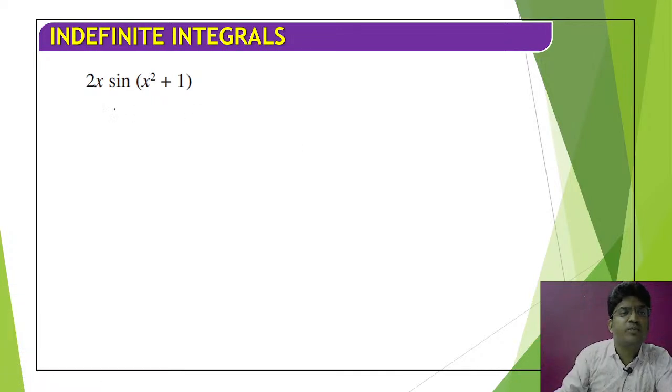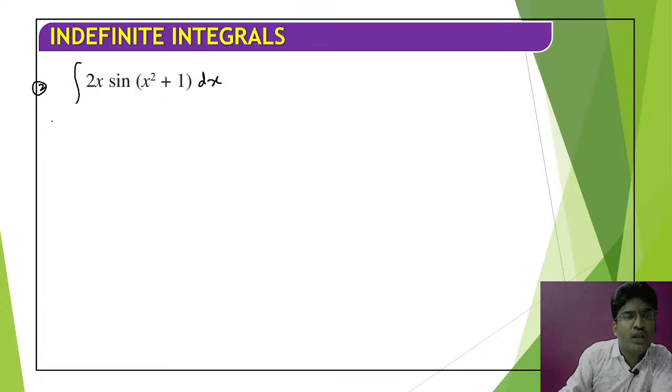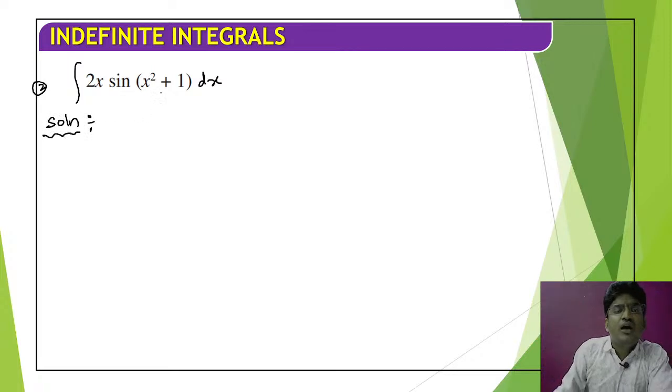So now you see the second problem. They are telling you to integrate 2x sin of x square plus 1. So here I have x square plus 1, and here I will give you one trick.